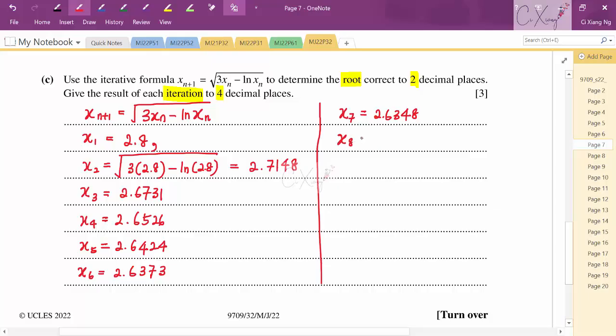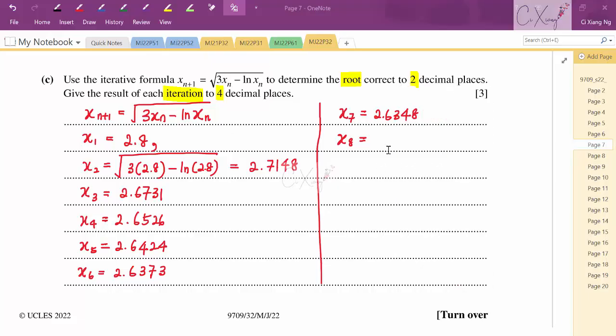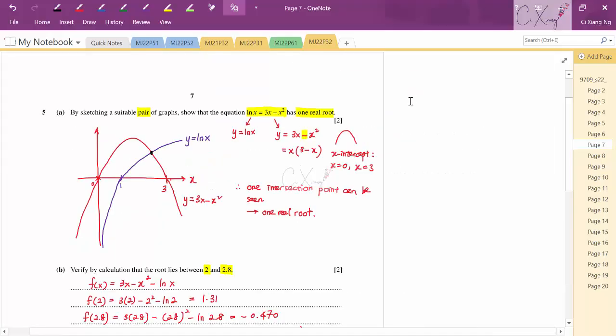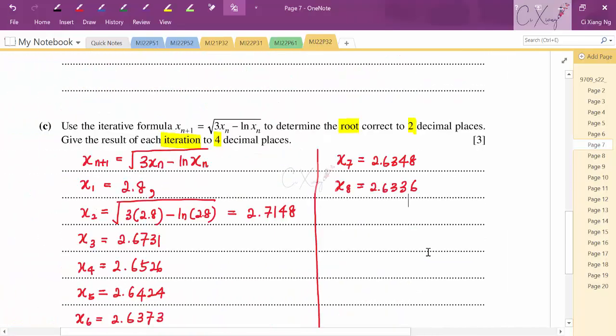All right, so I still need to continue for x8. Key in 2.6348 now. Calculate. Okay, so I get 2.6336. Double check again. If you have a look at this x7 and x8, both two decimal place answers are actually the same, which is 2.63.